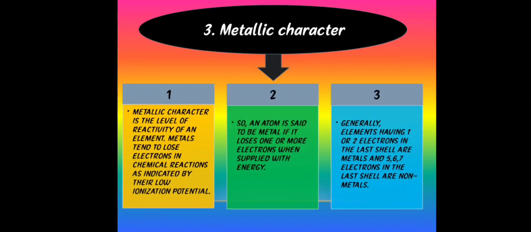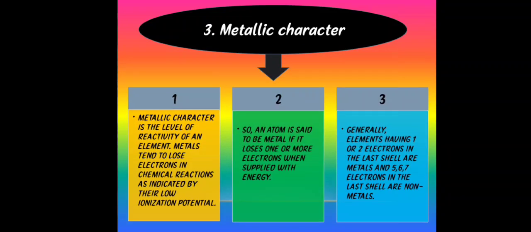The next property is metallic character. Metallic character is determined by the fastness of losing electrons. It is also determined by low ionization potential. That means the faster an atom loses electrons, the more metallic character it holds.